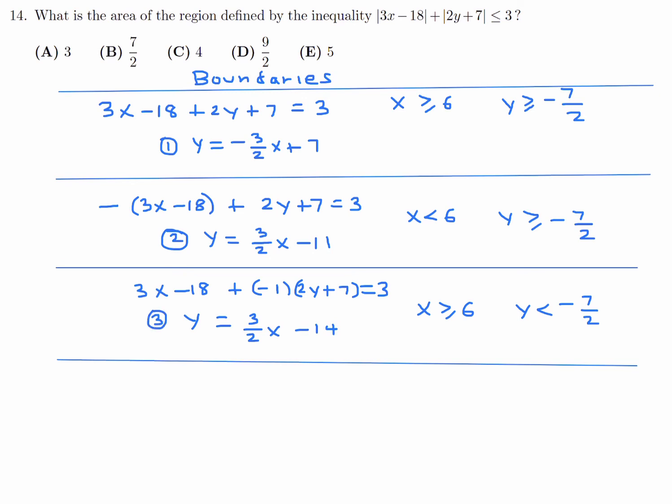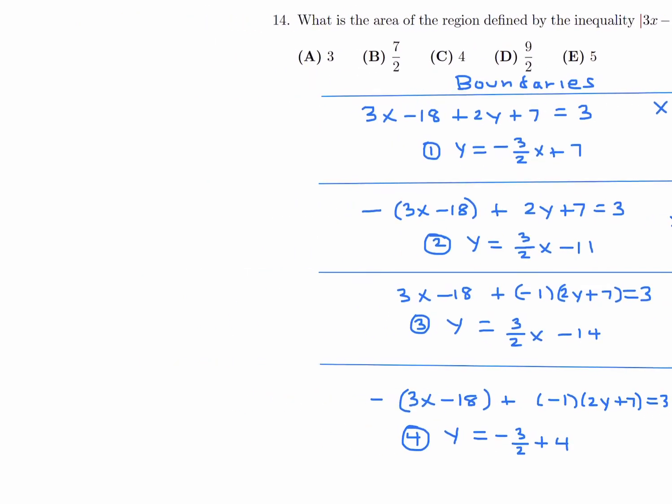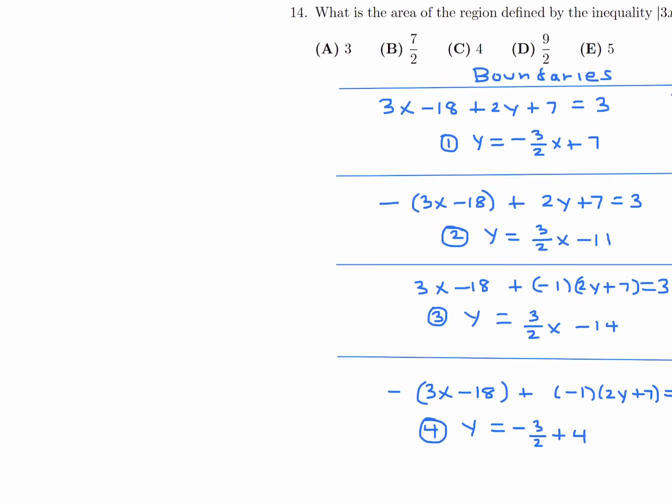And finally, the last one is when x is less than 6 and y is also less than minus 7 over 2. When they're both less than that, they become negatives for both of them. You have to multiply negative 1 by both of them. When you isolate for y, it gives you minus 3 over 2x plus 4. So there we go. We've got our 4 equations for 4 scenarios, and those are the boundaries of our region.